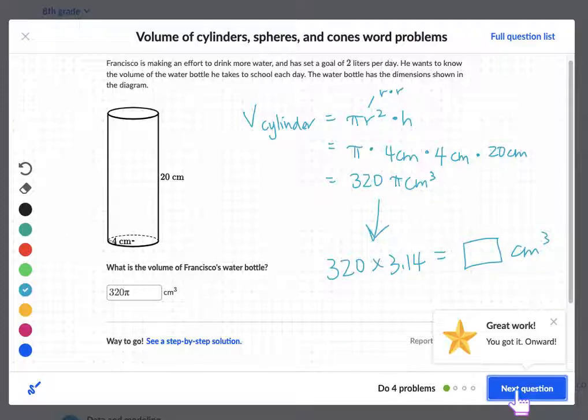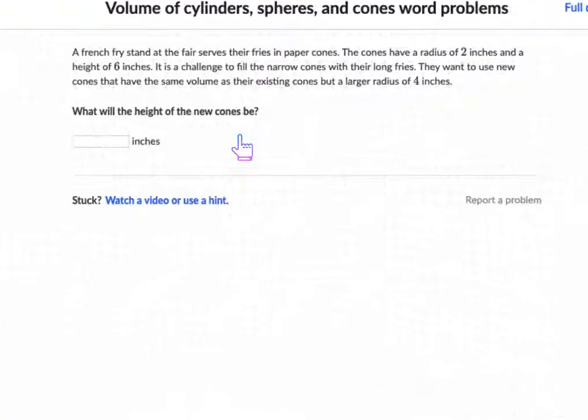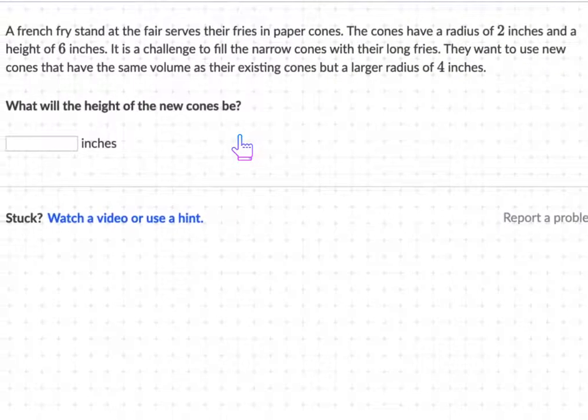Okay, so remember your task is to try and solve these without looking at the volume formula sheet. But if you do have to, please, of course, use it. Okay, this one, they're being nice to you. They clearly gave you the name of the shape.